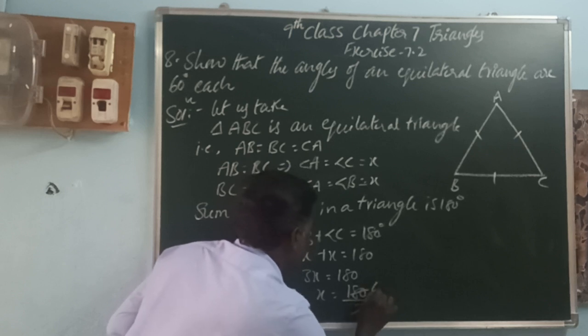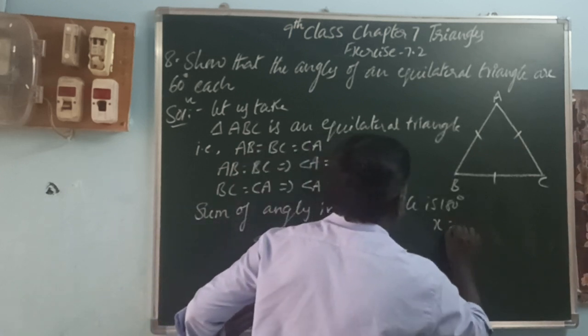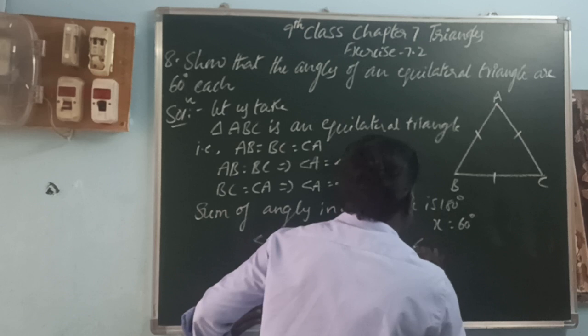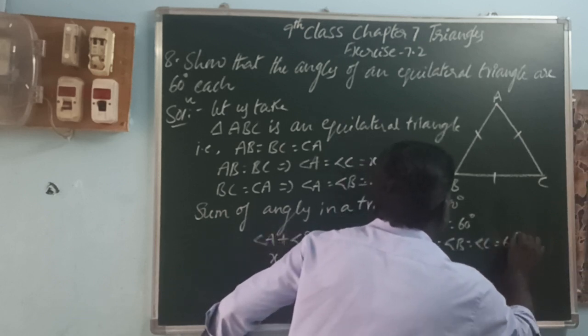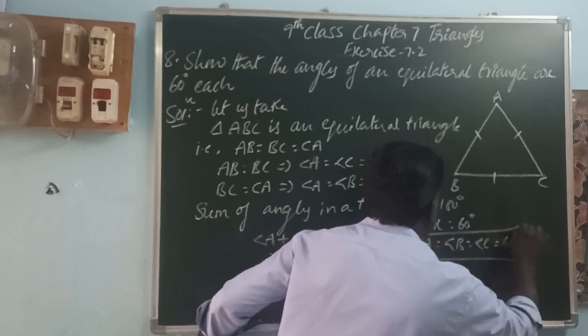So x is equal to how much? 60 degrees. So angle A is equal to angle B is equal to angle C is equal to how much? 60 degrees. So every angle is how much? 60 degrees.